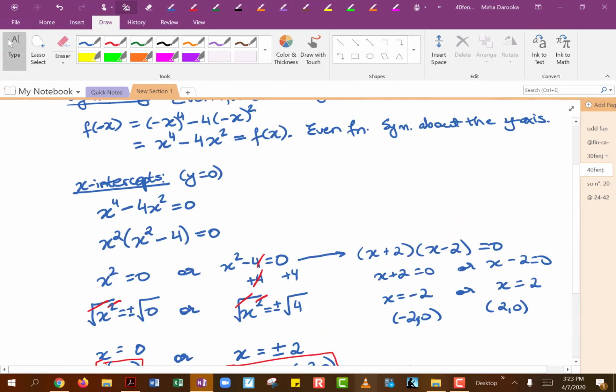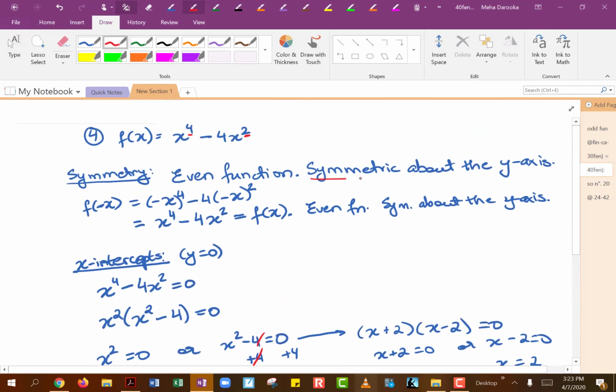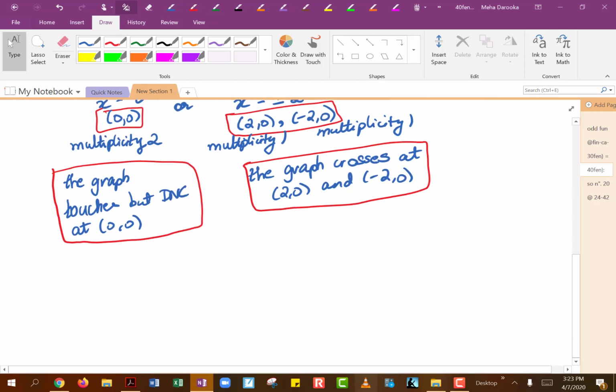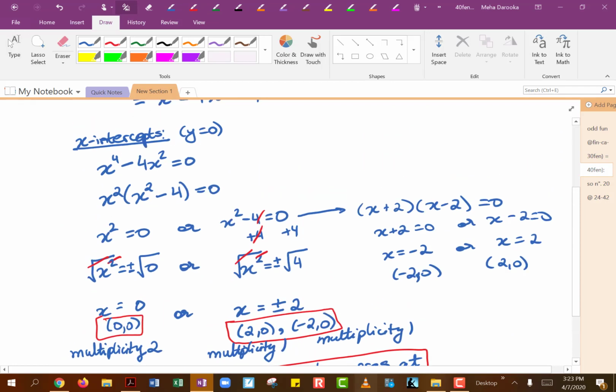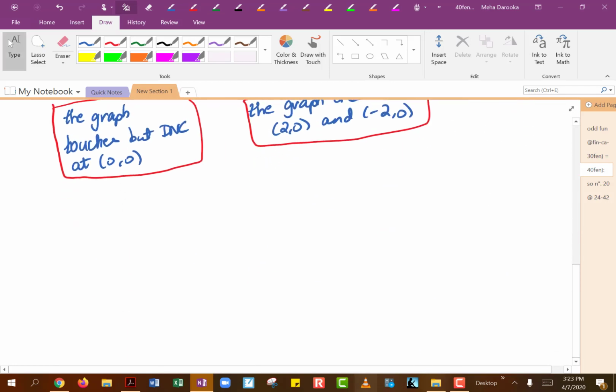Okay, so we've talked about x-intercepts. We've got our symmetry. Now the next thing we want to talk about is, of course, our leading coefficient test.